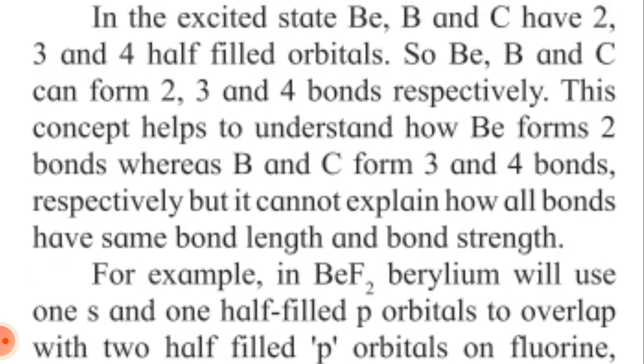In the excited state, beryllium, boron, and carbon have 2, 3, and 4 half-filled orbitals. So beryllium, boron, and carbon can form 2, 3, and 4 bonds respectively. This concept helps to understand how beryllium forms 2 bonds whereas boron and carbon form 3 and 4 bonds respectively. But it cannot explain how all bonds have the same bond length and bond strength.